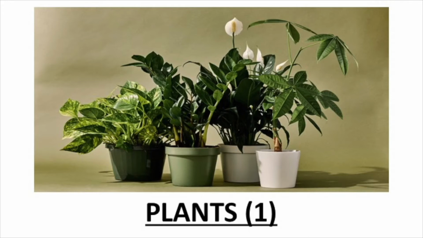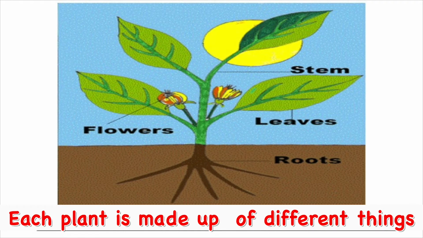Yes, you can see in the picture here that there are several different plants, but all plants share the same characteristics, make them all part of the same category of living thing. So let's take a look now. Each plant is made up of different things. Yes, we can see here, like in the video, the different parts of the plants. Roots. Roots are the things that go inside the soil and keep the plant anchored inside the soil.